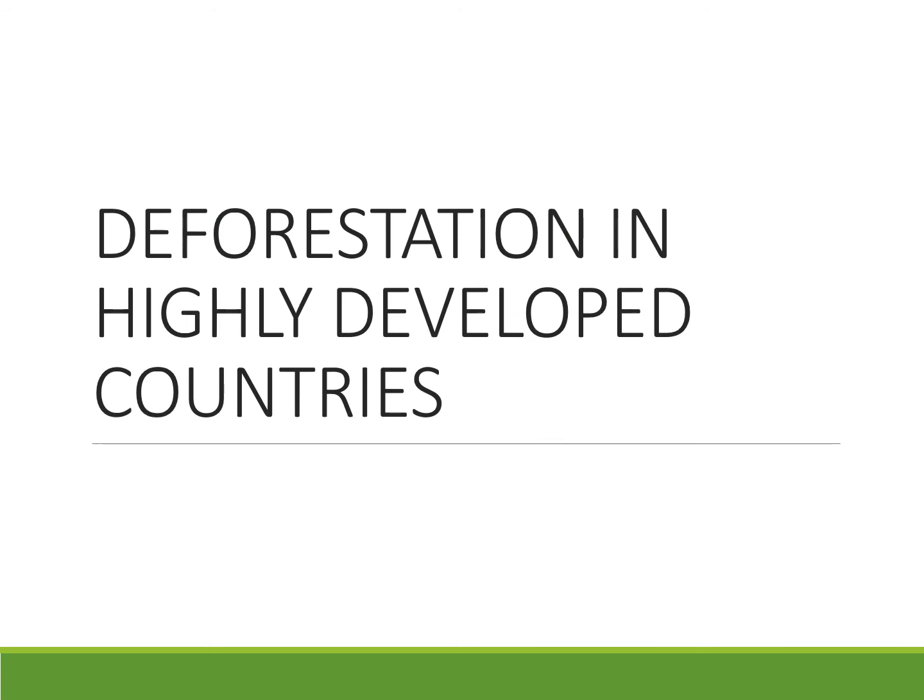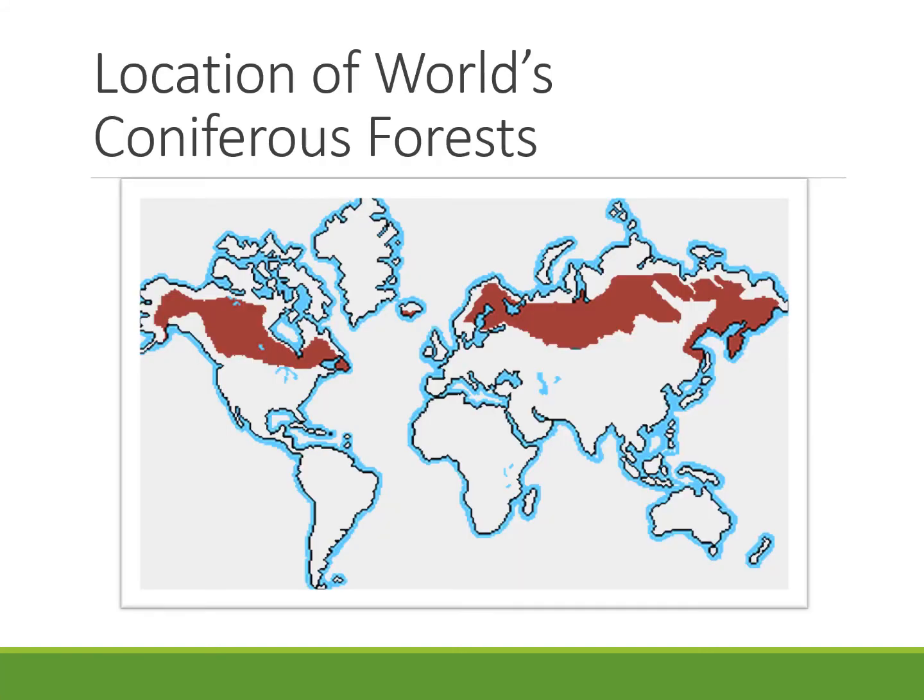So I put deforestation in highly developed countries. Here, I'm mainly going to focus on the United States. And I want to put these maps up. I thought this was interesting. If you look, coniferous forests are pine tree forests, basically. Coniferous means cone bearing, pine trees. If you look, these are for the most part highly developed countries. We've got Canada, we've got United States, we've got Western Europe.